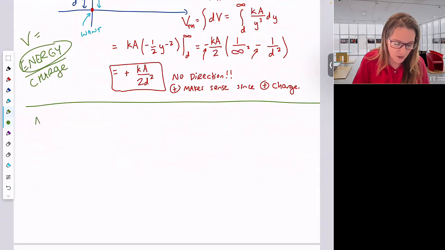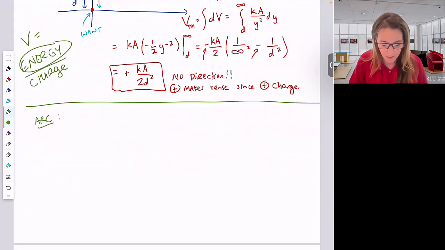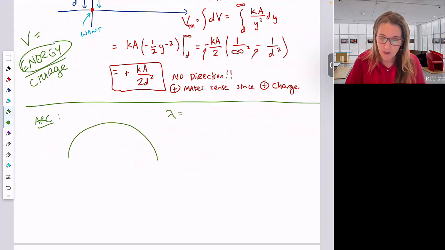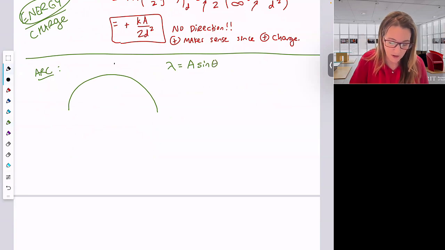All right, so let's just go ahead and do one more example of an arc, since we had some time since we've seen these last. So let me take an arc of charge, and the arc of charge here, I'm going to give it a lambda that is going to be equal to some constant A, positive constant, times the sine of theta. And we'll define our theta in the standard way. So there's our theta.